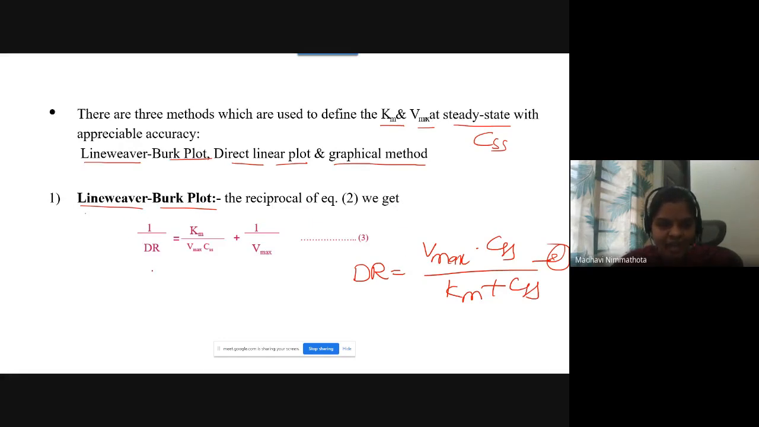1 by DR is equal to Km by CSS. Km plus CSS, Km by Vmax into CSS. See, Km is extracted from here: Km by Vmax into CSS plus 1 by Vmax. So this is the reciprocal of this equation number 2. So you will get the linear Burke plot.